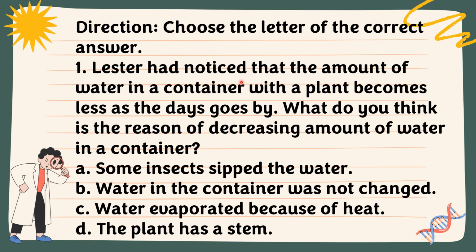Number 1, Lester had noticed that the amount of water in a container with a plant becomes less as the days go by. What do you think is the reason of decreasing amount of water in a container? A. Some insects sip the water. B. Water in the container was not changed. C. Water evaporates because of heat. Or D. The plant has a stem. The correct answer is letter C. Water evaporated because of heat.